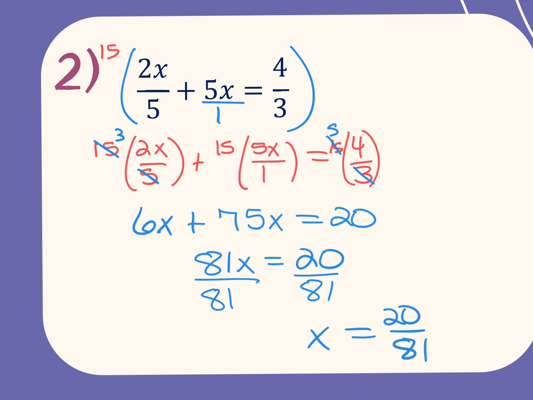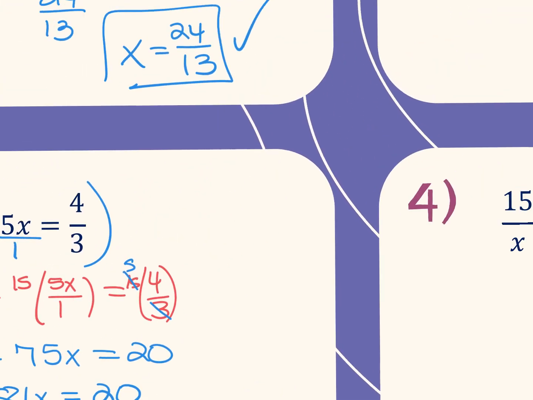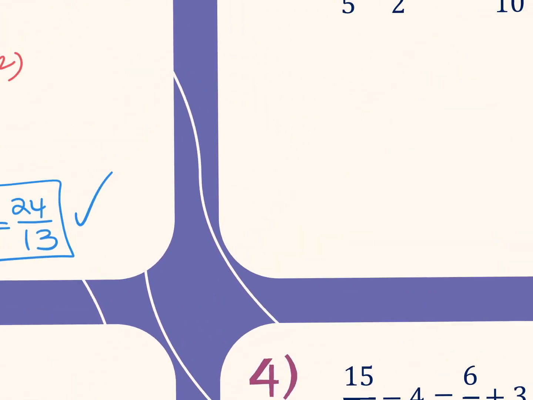Again, there were no variables in the denominator, so it's not a mandatory check. Again, these answers are going to be fractions. They're not always going to be integers. Let's try the next one. Still no variable in the bottom yet. Not until we get to number 4.